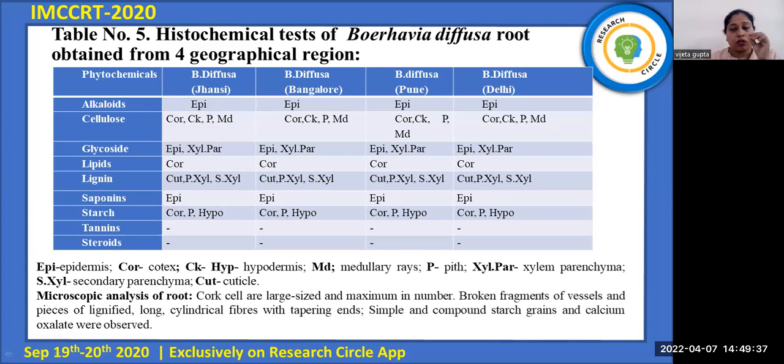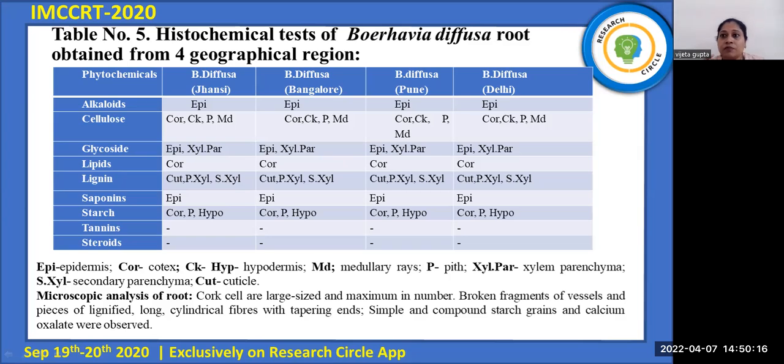In this, I have taken a small section for the histochemical test. Alkaloids are present in the epidermis parts in all the samples; in cellulose, cork, pith and medullary rays are present in all the samples. Next is glycosides: epidermis, xylem and parenchyma. In lipids, the cortex; lignin is in the cuticle, primary xylem and secondary xylem.